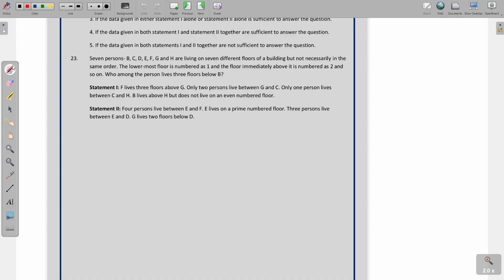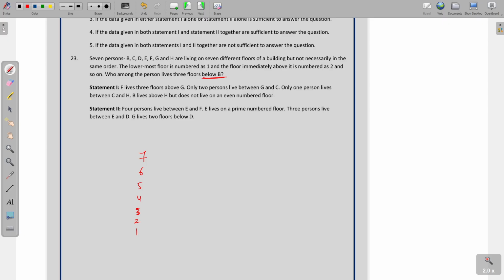23rd. 7 persons B, C, D, E, F, G and H living on 7 different floors of a building. So 7, 6, 5, 4, 3, 2, 1. And next, the lowest floor is 1, above is 2, and also who among the persons lives 3 floors below B. Okay, we need to find this one.